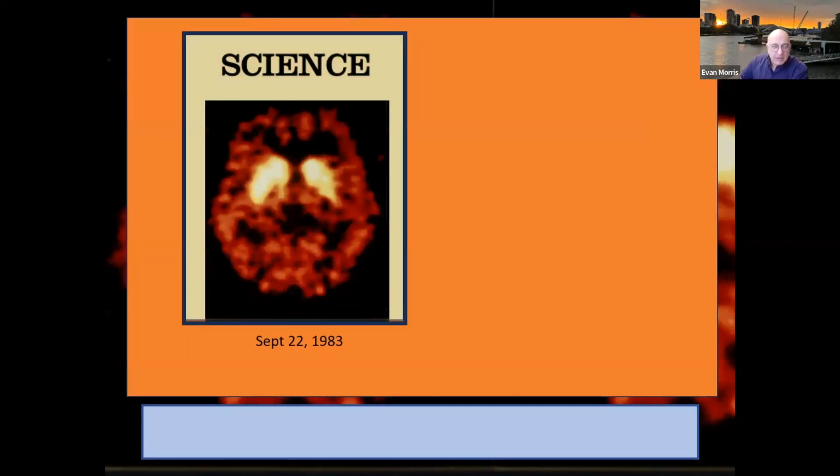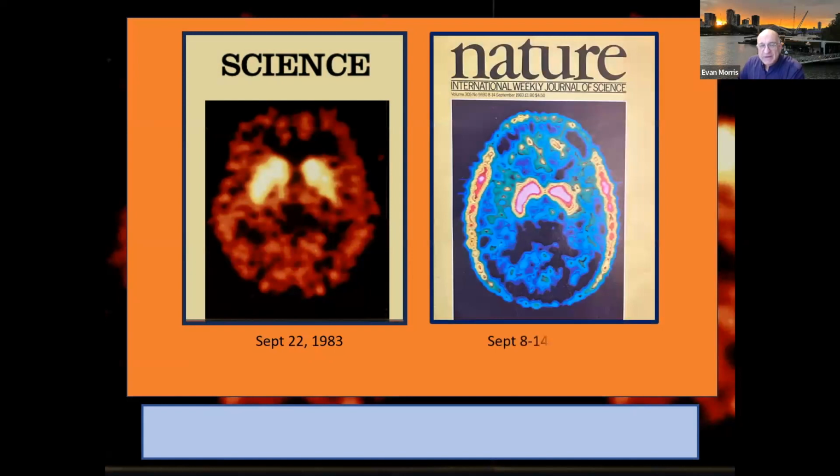From 1983, appeared in Science. It's a less known fact that one week before that, this was the cover of Nature. It looks awfully similar. So are they the same? Which is the first image of dopamine receptors?